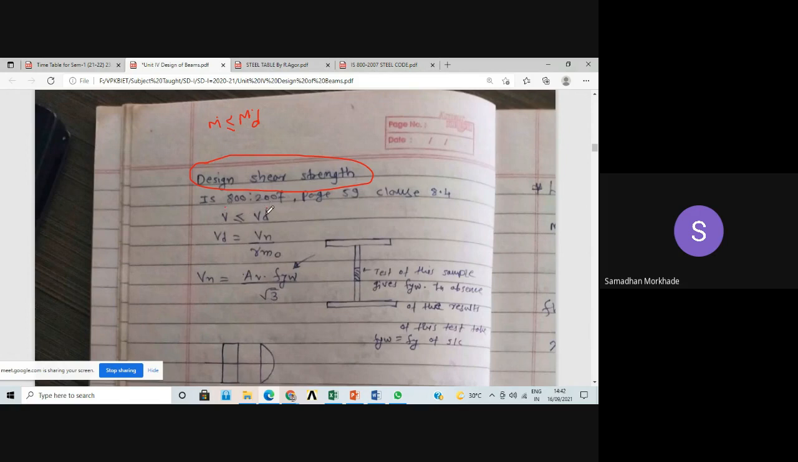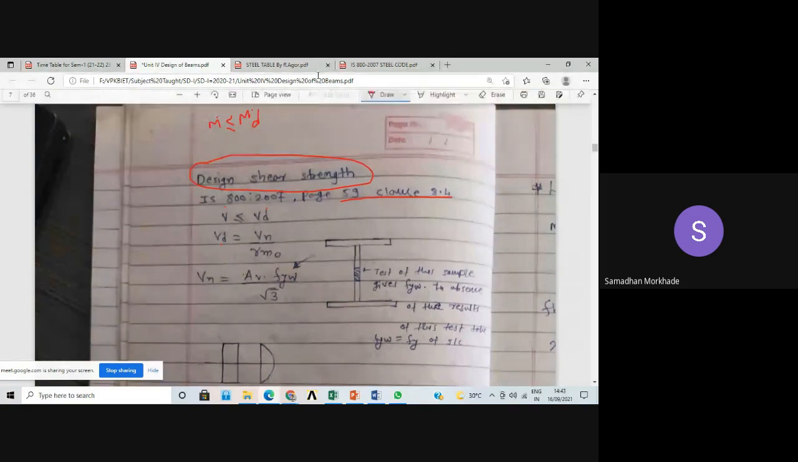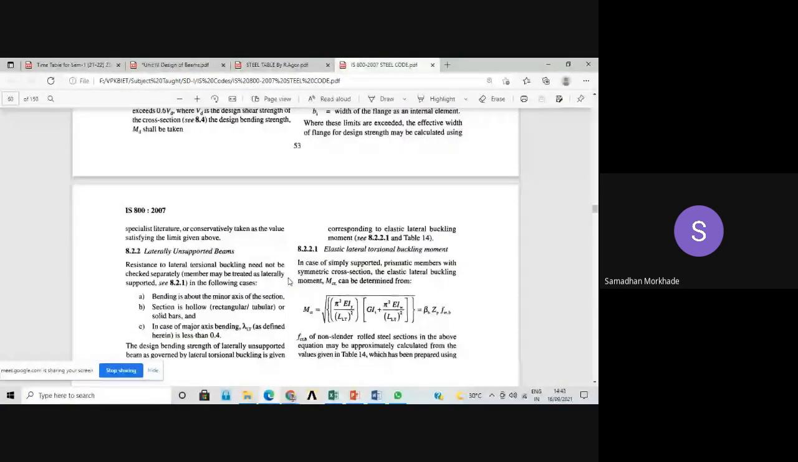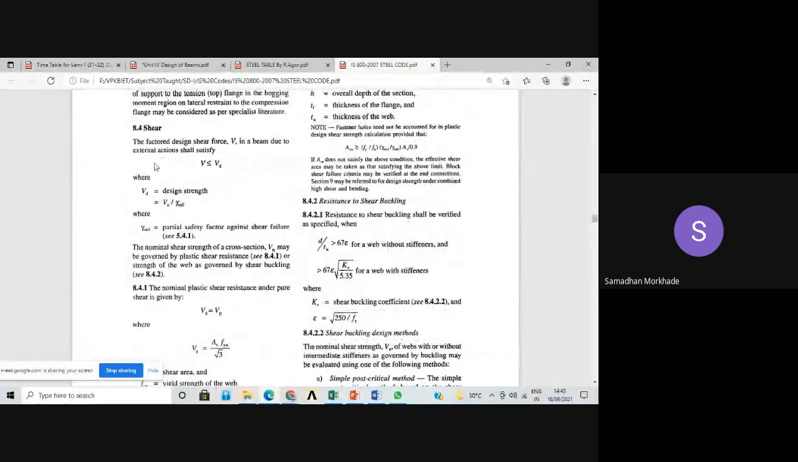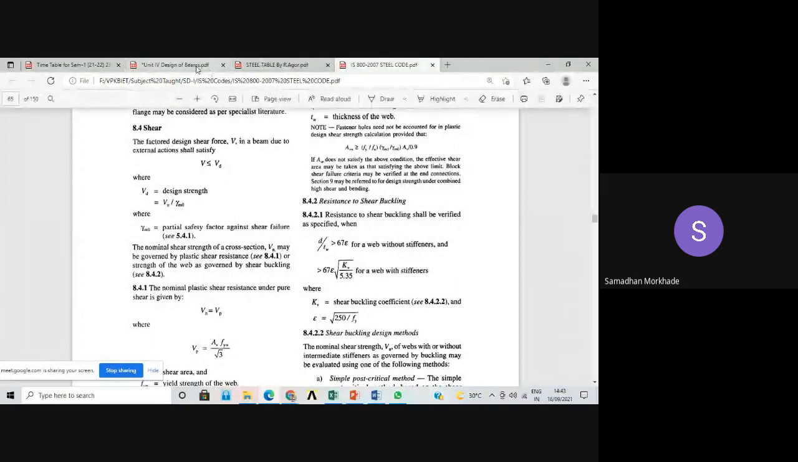Design shear force means, whatever sections we are going to provide, the capacity of that section in shear. Each section has its own capacity. And how to calculate Vd now? For that we have to refer page number 59, clause 8.4. See, code reading is very important. Page number 58, 59. Yes, this is 8.4 shear. V less than Vd, and Vd is equal to Vn by gamma m0.